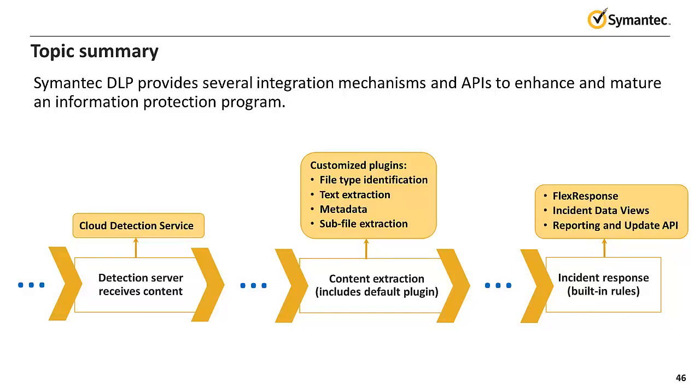Symantec DLP also offers a detection server in the form of a virtual appliance that implements this same REST API. Content Extraction API provides a framework to augment and customize Symantec DLP content extraction capabilities. Plugins can be written in C or C++, and there are 4 operations available: file type identification, extraction of text, extraction of subfiles, and extraction of metadata.